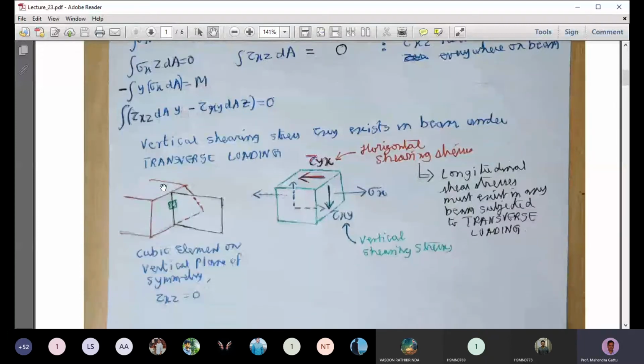What we will do is take this plane of symmetry, or line of symmetry, for this cross section, and on this line of symmetry we will identify a small cubic element. The zoomed-in figure of this cubic element is shown here. At this cross section, tau xz is 0.